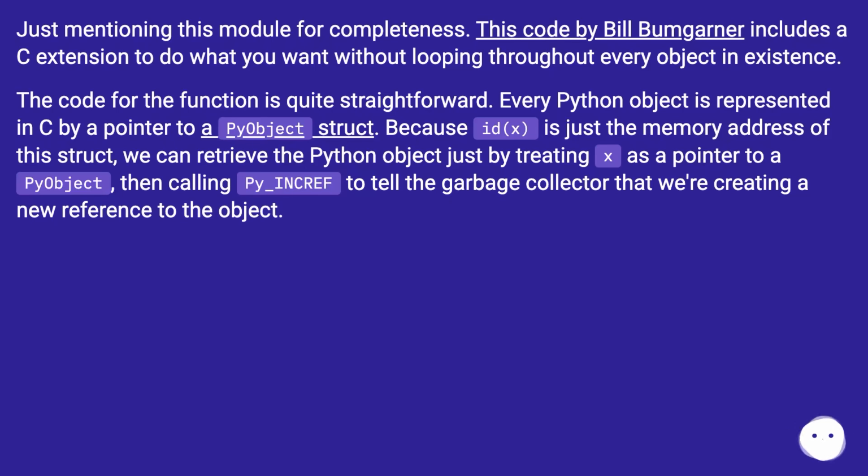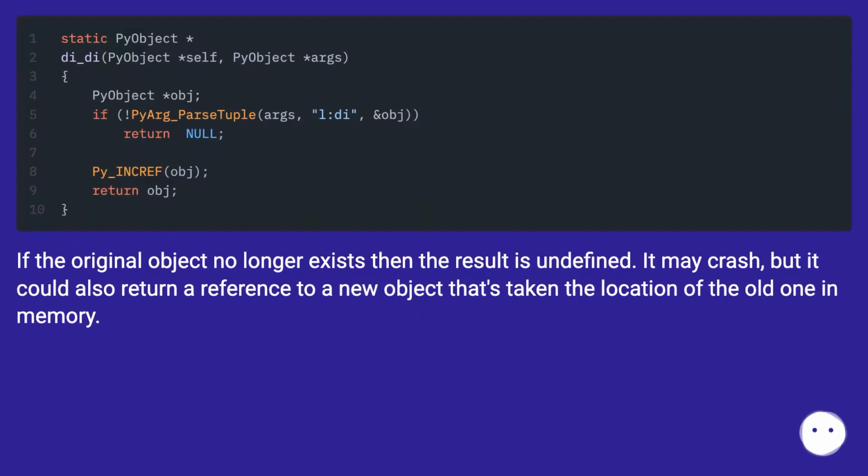Every Python object is represented in C by a pointer to a PyObject struct. Because id(x) is just the memory address of this struct, we can retrieve the Python object just by treating x as a pointer to a PyObject, then calling Py_INCREF to tell the garbage collector that we are creating a new reference to the object. If the original object no longer exists, then the result is undefined. It may crash, but it could also return a reference to a new object that's taken the location of the old one in memory.